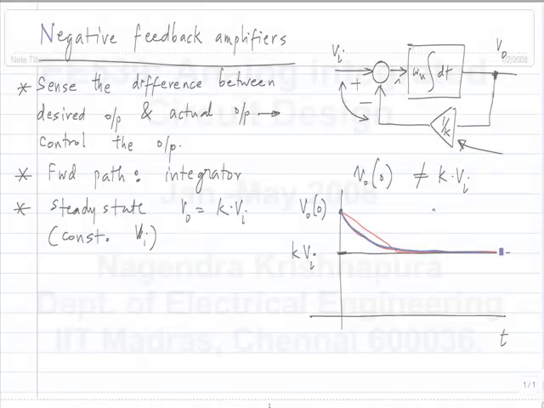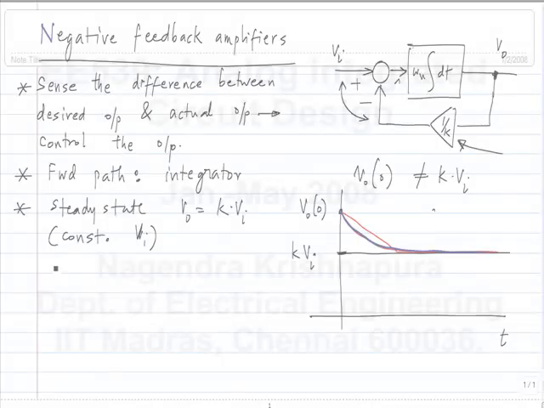So what happens is, in this particular case we took V0 of 0 to be more than kVi. So initially the error input here is negative. So the output will decrease. That will actually further reduce the error, so the rate of the output will also decrease. So that gives you an exponential. As the output approaches the ideal value, k times Vi, the error goes to smaller and smaller values, so the ramp rate becomes smaller and smaller. So that's what you see. That's an exponential.